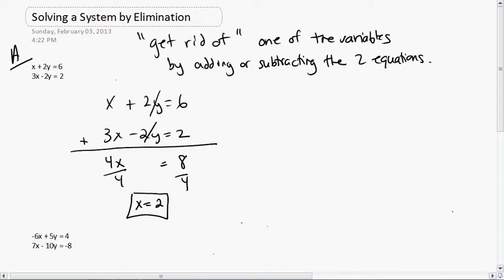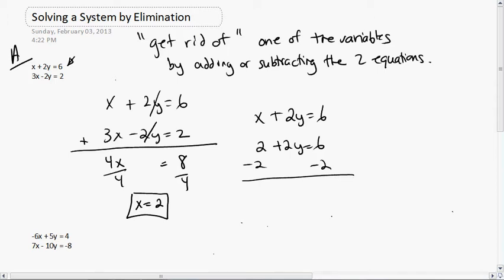Once I've found one of the variables, in this case x, I can substitute my answer back into one of the original equations and find y. I'm going to use the top equation, x plus 2y equals 6. So I'm going to substitute in 2 for the x, and then solve for y. Subtract 2 on both sides, divide both sides by 2, and y also equals 2.